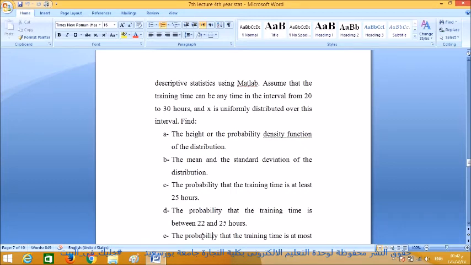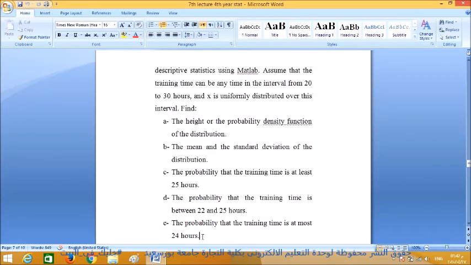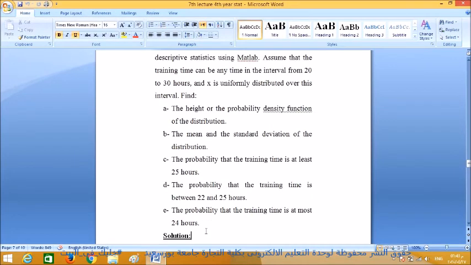The probability that the training time is at most 24 hours. At most means the maximum is 24. So this means 24 or less, or smaller. So the smallest value is A, which is 20. The difference between 24 and 20 is the base of the area according to this probability.